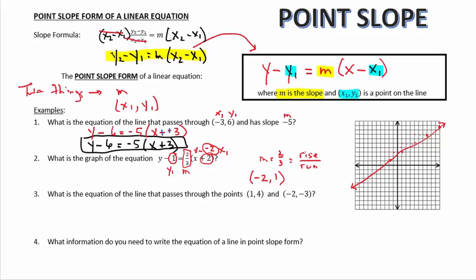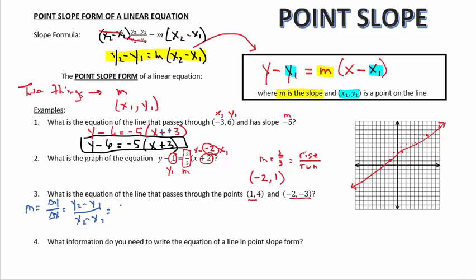My next example is writing the equation of the line that passes through 2 points: 1, 4, and negative 2, negative 3. Let me change ink colors here. Remember, I need the slope and I need a point. I can use either one of these points, but I have to find the slope. Remember, I can find slope if I'm given 2 points by doing delta y over delta x. So let's compute that. Delta y is y2 minus y1, over delta x, which is x2 minus x1. So let's plug those in.